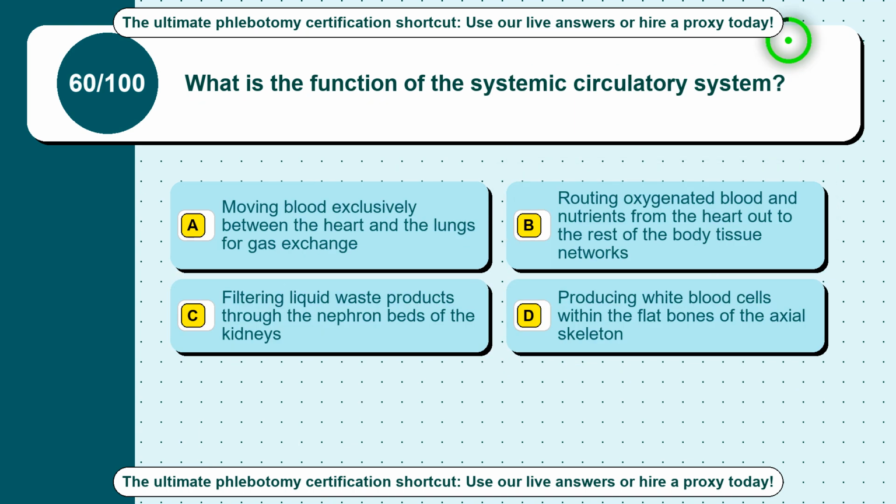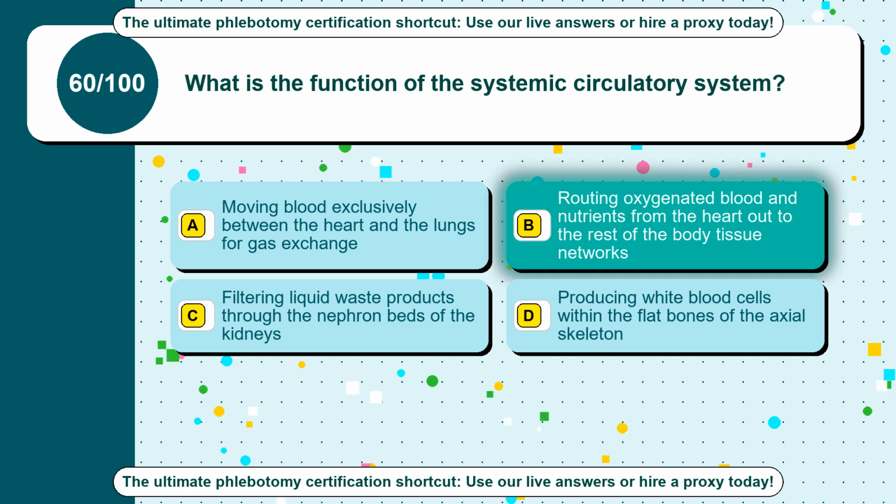Question 60. What is the function of the systemic circulatory system? Option A, moving blood exclusively between the heart and the lungs for gas exchange. Option B, routing oxygenated blood and nutrients from the heart out to the rest of the body tissue networks. Option C, filtering liquid waste products through the nephron beds of the kidneys. Option D, producing white blood cells within the flat bones of the axial skeleton.